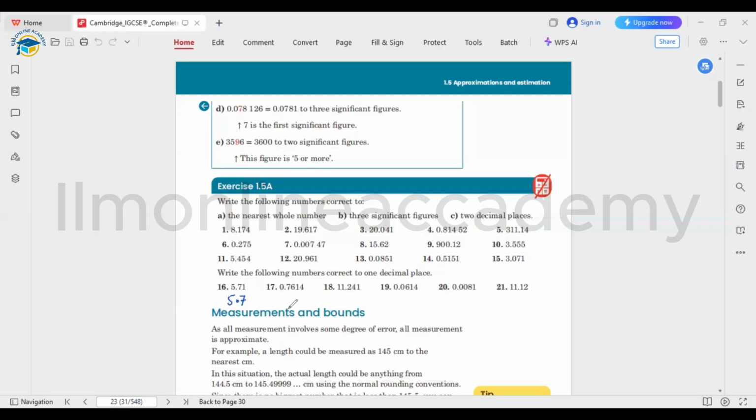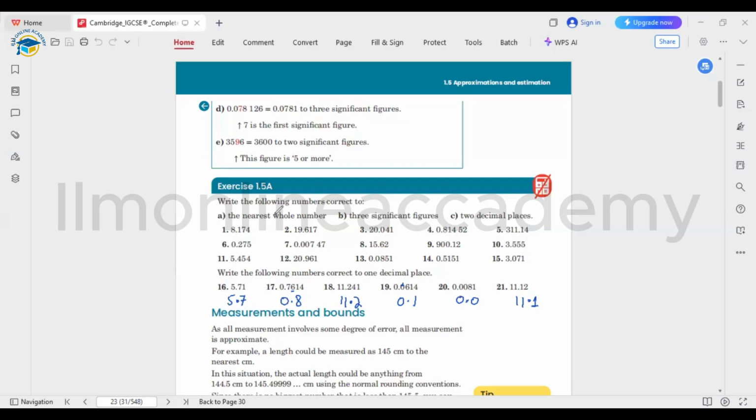Okay, next for the 17th one, we have 6 after the first decimal number, so we will be adding one to the previous number. It will become 0.8. This will be only 11.2 because after that there is 4. This will be 0.1 because after the first decimal place there is 6. Next, this will be 0. Here we have two zeros after the decimal point, so only 0.0, because no need to add one to the previous number. Here again 11.1.